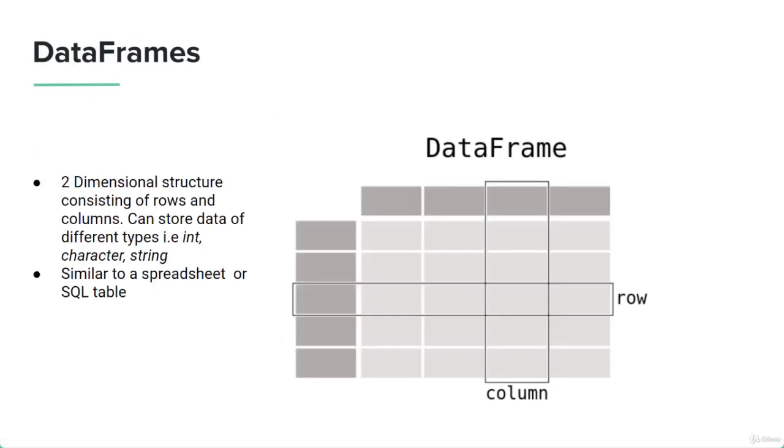Just like NumPy, Pandas gives us access to another data structure which we call data frames. This is a two-dimensional data structure which consists of rows and columns, and it can store tabular data of different types like int, character, or string. It is similar to a spreadsheet or a SQL table if you're familiar with that, but in simpler terms, it's easy to remember that it has rows and columns and is mostly used to represent tabular data.